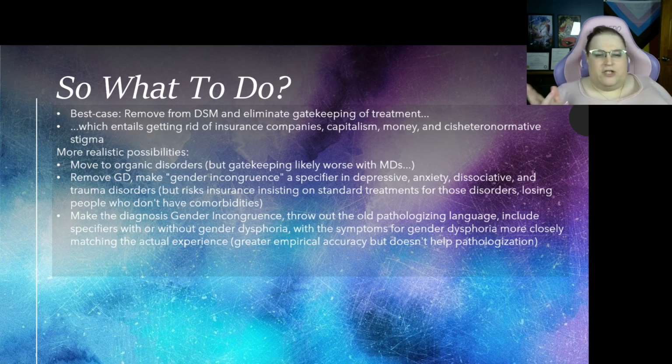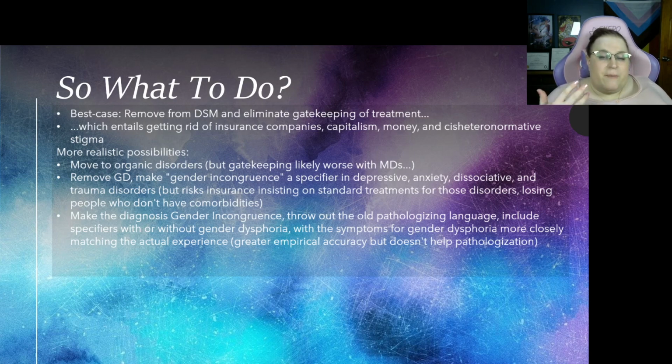You could have a diagnosis called gender incongruence. You could eliminate all that language that treats people as their assigned gender at birth, rewrite it to treat people as their core gender, and include as specifiers with or without gender dysphoria. And then for the with gender dysphoria specifier, you could have the symptoms of actual gender dysphoria, while the symptoms for gender incongruence would be the description of being trans, that is what the current gender dysphoria diagnosis essentially is.